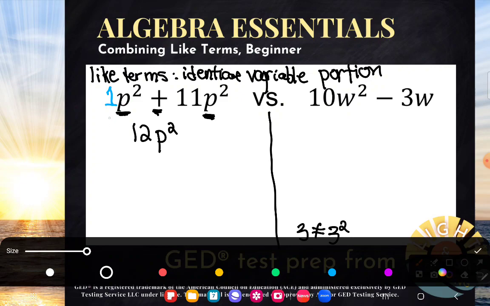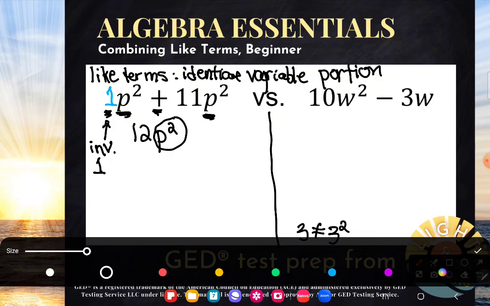Okay, so a few things to take note of here. One, I can combine them because they have identical variable portions. Two, if you don't see a coefficient, a number out front, we have what I call an invisible one. I shouldn't say we call it that. I call it that.